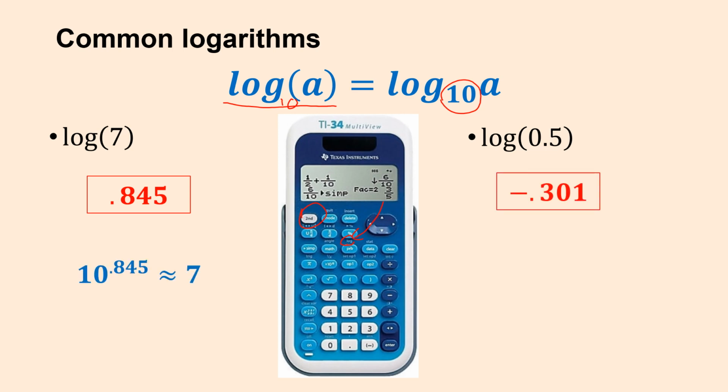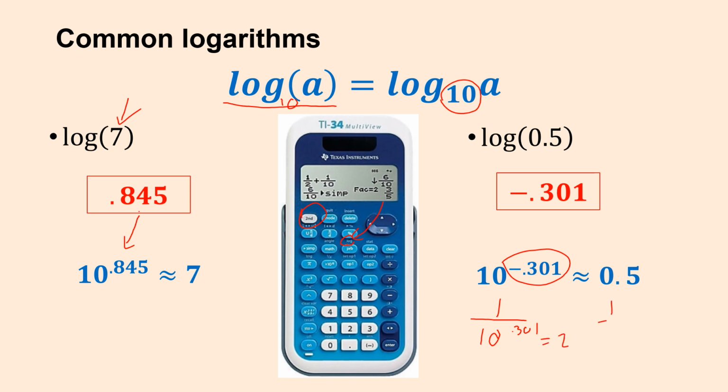So what is this really telling us? It's telling us that if we took 10 and we raised it to this exponent 0.845, it's going to give us a 7. If we took 10 and we raised it to a negative 0.301, this is going to go to the bottom of the fraction and turn into a positive 0.301 there. Okay, that's going to give us a 2 on the bottom, turns into 1/2, gives us a 0.5.